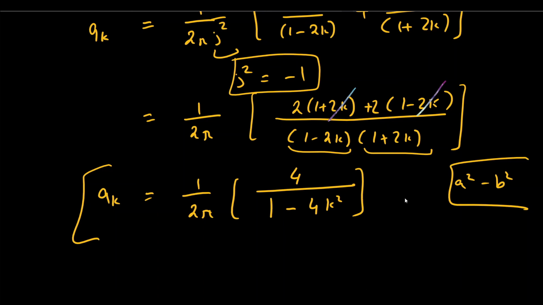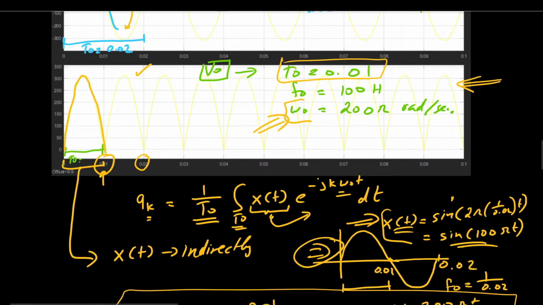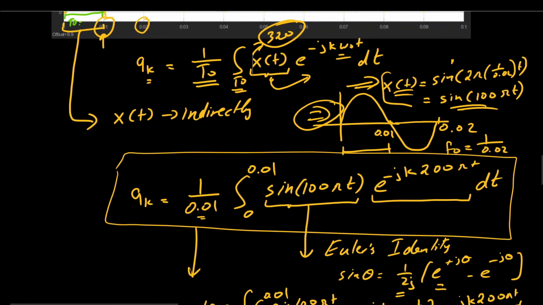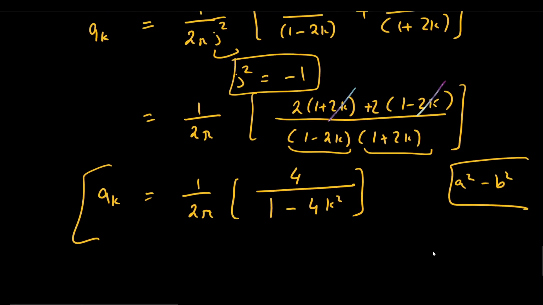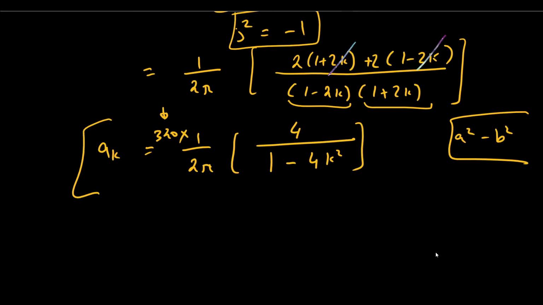But note that we have missed one thing, which is the amplitude, that is 320. That is x of t has an amplitude of 320. So we have to multiply a 320 over here throughout. So this is simply 320 times 1 by 2. So in the neat form we have 640 by pi times 1 over 1 minus 4k square. So this is our ak.